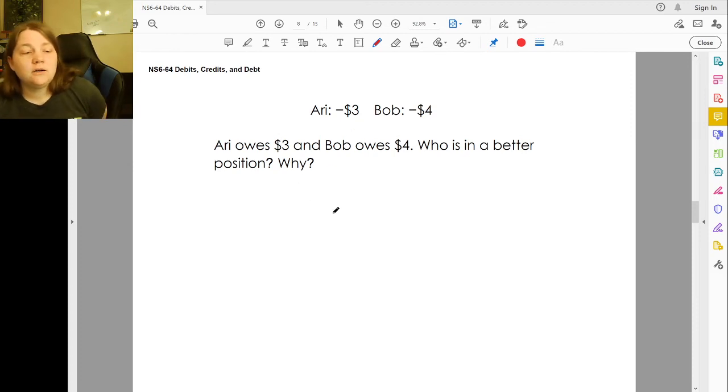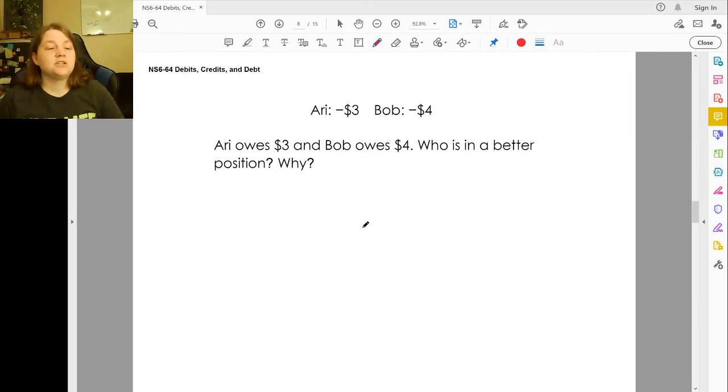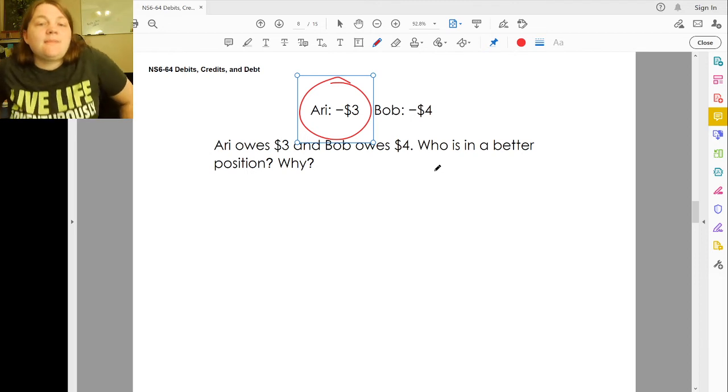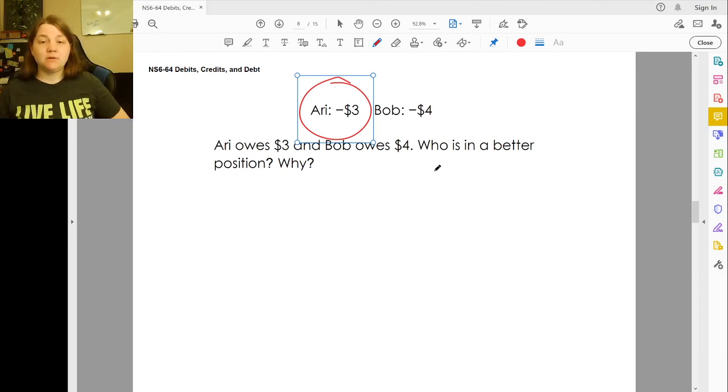So Ari owes $3. Bob owes $4. Who's in a better position? Ari is in a better position here because Ari owes less money. That means that Ari will get to keep more money.